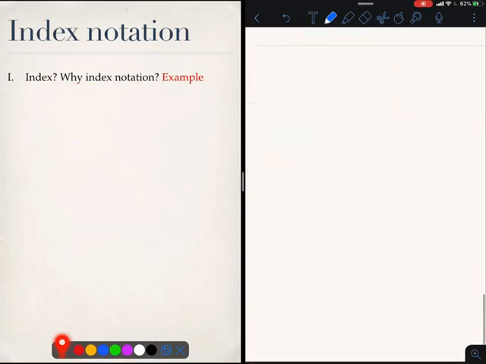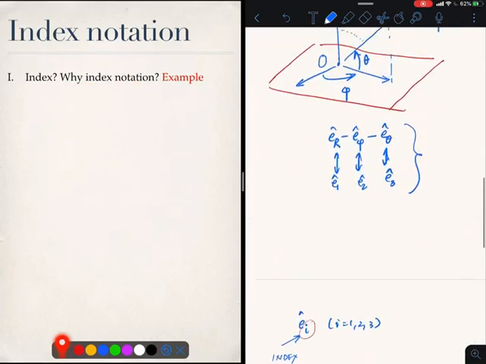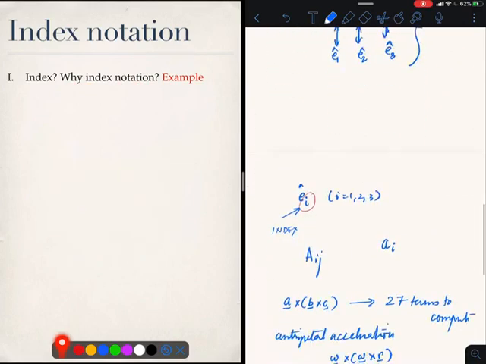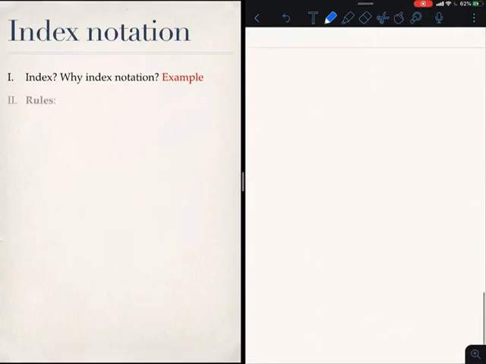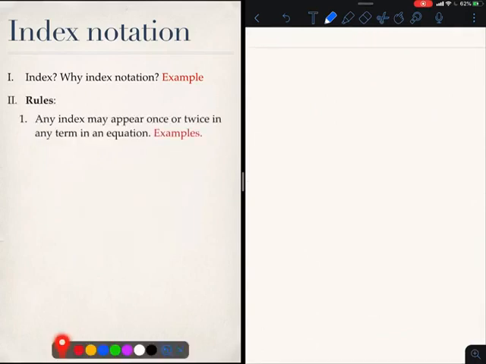But index notation has rules. So let's look at the rules. Okay, so here are some rules. So first of all, we'll typically have equations of this kind: a_i b_i plus c_k d_j is equal to e_ijk. Well, let me not make it too complicated. Something like that.